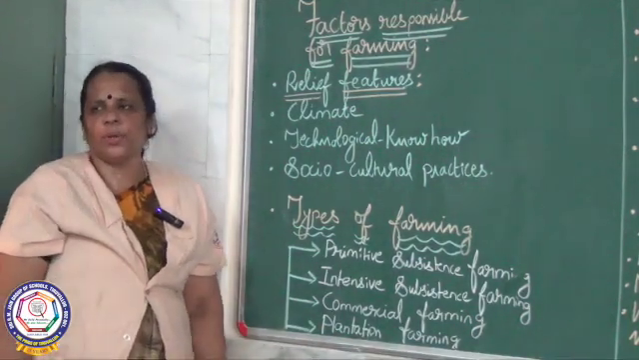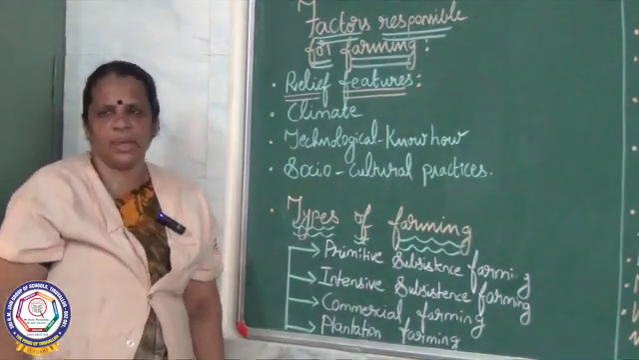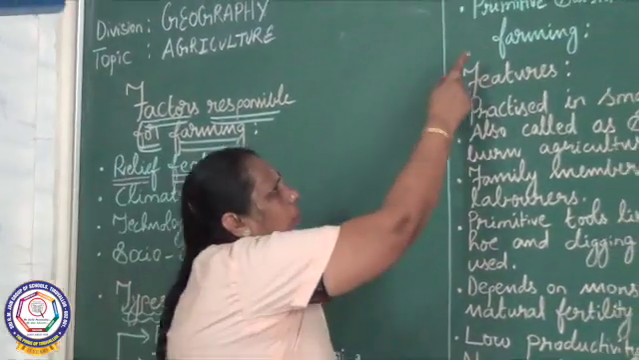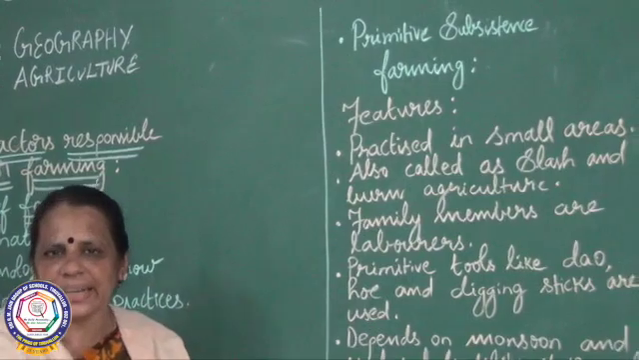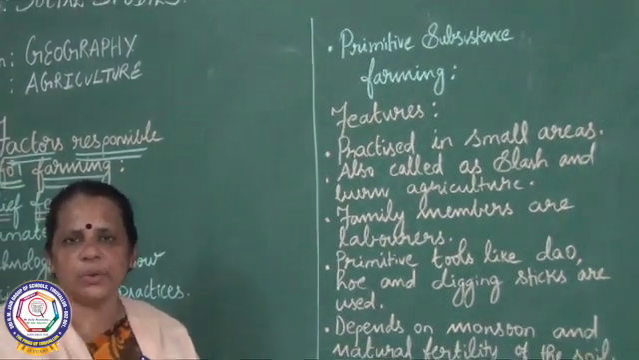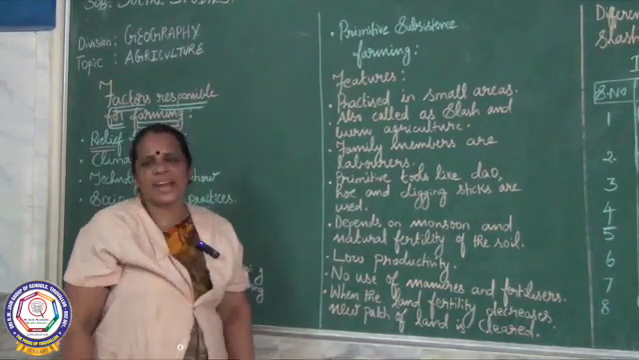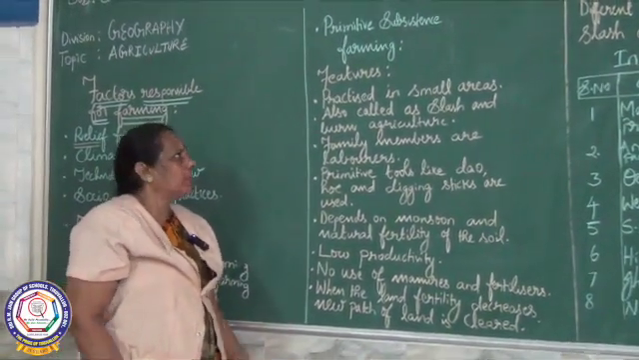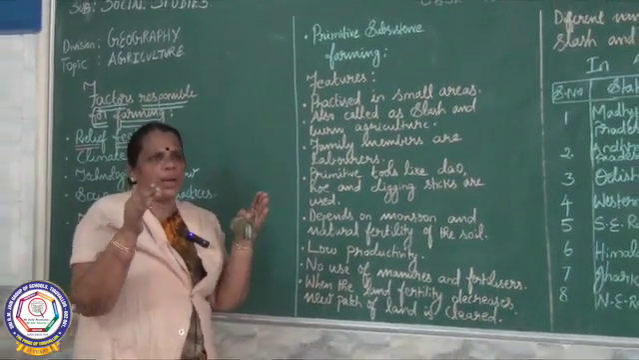Now, we are going to discuss the features of different types of farming in our country. To start with, I have taken primitive subsistence farming. We are going to discuss the important characteristic features of primitive subsistence farming. The first feature is that it is practiced in small areas.